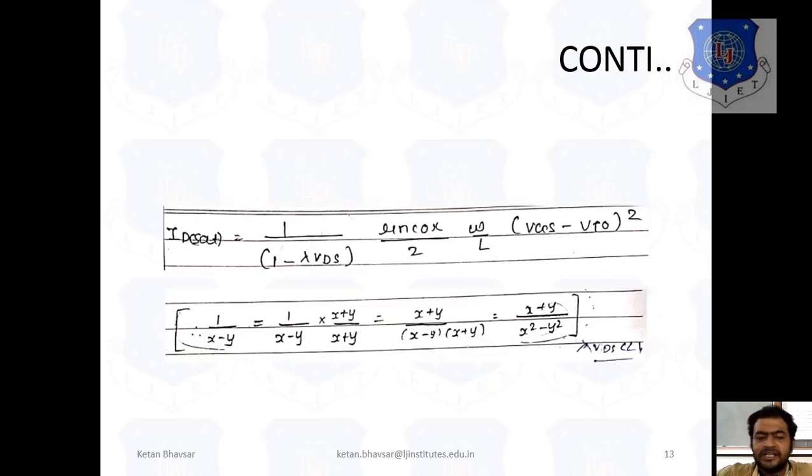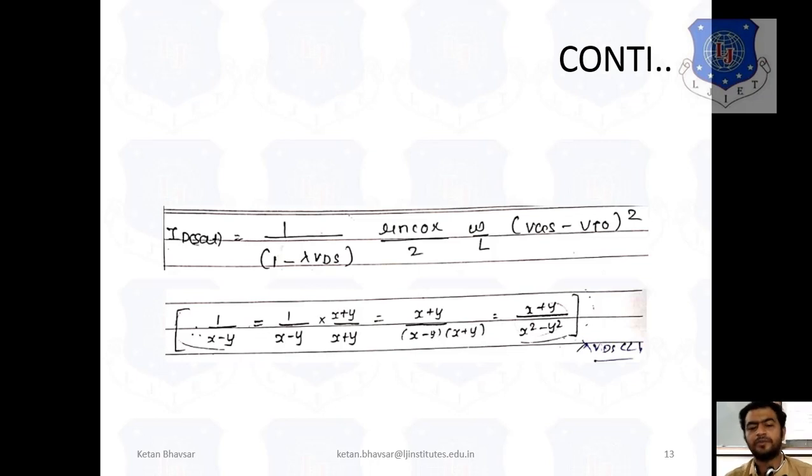So in this particular region, we can directly simplify the equation using this term. ID saturation is equal to 1 divided by 1 minus lambda Vds into mu n Cux by 2 W by L into Vgs minus Vto whole square. So in the exam, if someone asks you to write the lambda equation, you also have to write the channel length modulation equation, explain the pinch off point in detail with mathematical terms, and then prove channel length modulation.